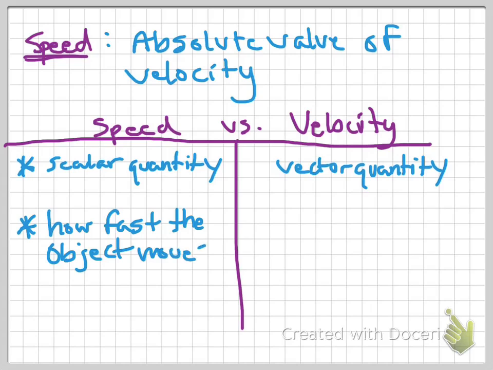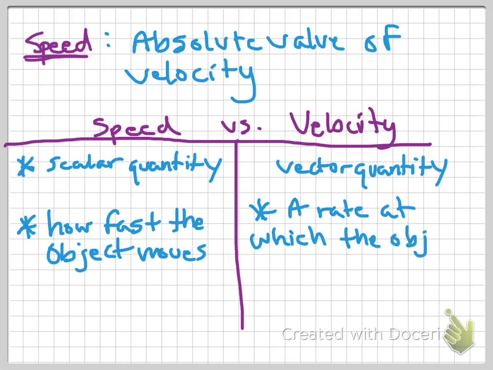Versus velocity. Velocity is the rate at which the object is changing its position. So it's still kind of a how fast is it happening, but we often just refer to it as a rate at which the object changes its position. A rate at which the object changes position. And although these are very similar, there are some differences.